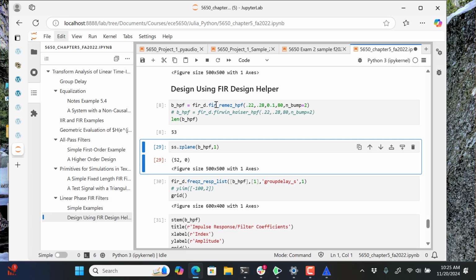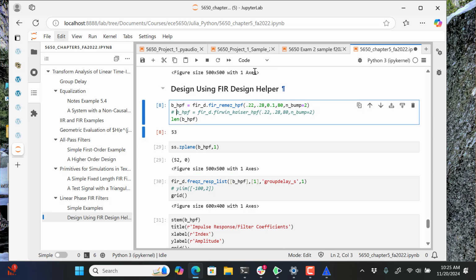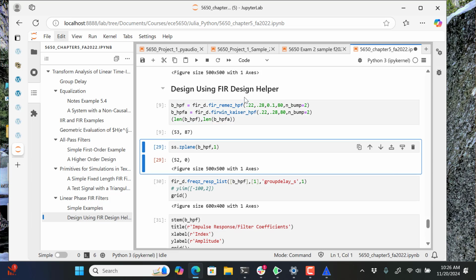And I did a remez, and I also did a design that was a Kaiser window-based design, and I would maybe trade those off. So if I was doing that, I might call this version A, and then I might do something like this. Interesting, right?